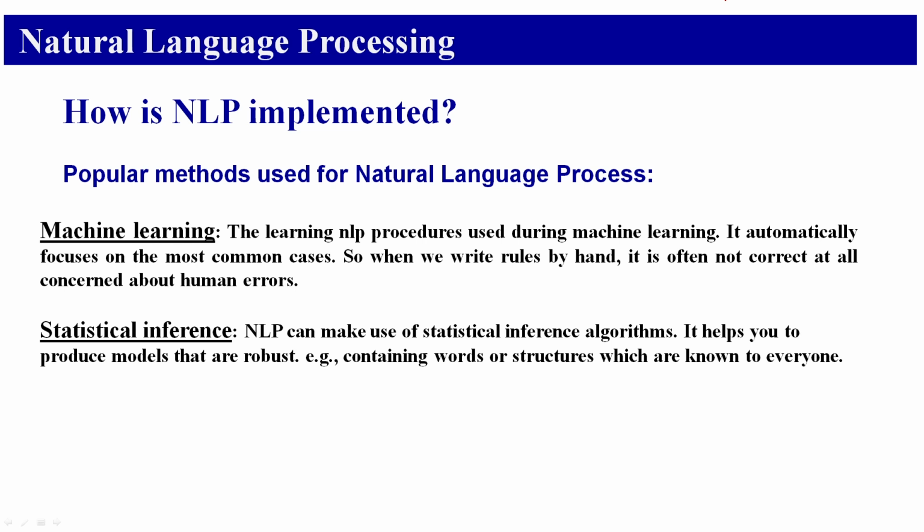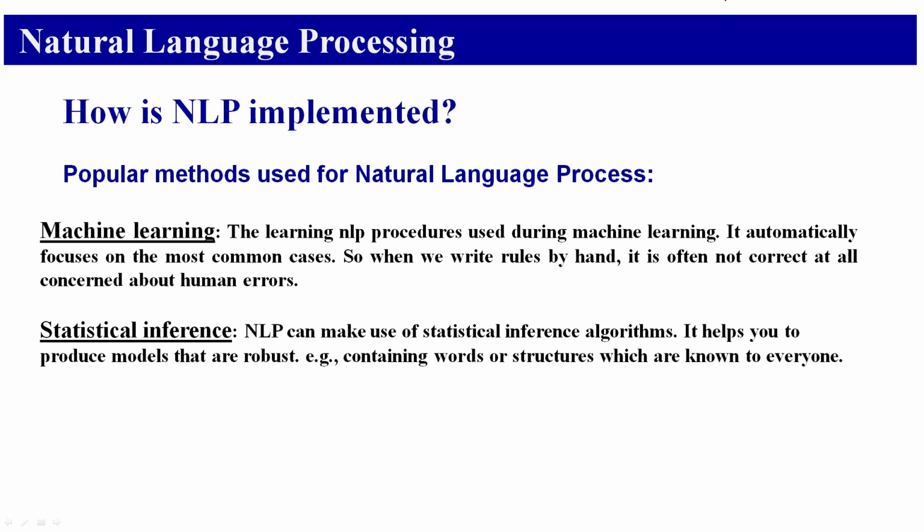Okay. So, how is this implemented? These are all different parts of NLP that we discussed. They are implemented basically in 2 ways. One is by machine learning. NLP procedures use different kinds of machine learning techniques. They can automatically focus on certain common cases and common text, and you can allow them to learn. When you write rules by hand, it is often not correct at all, because it will have a lot of human errors. That is why it is not proper. You have to use a kind of text from which the computer can learn, and then it can keep using it. The second important aspect is statistical inference.